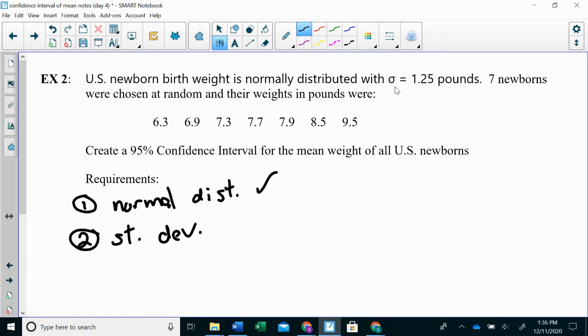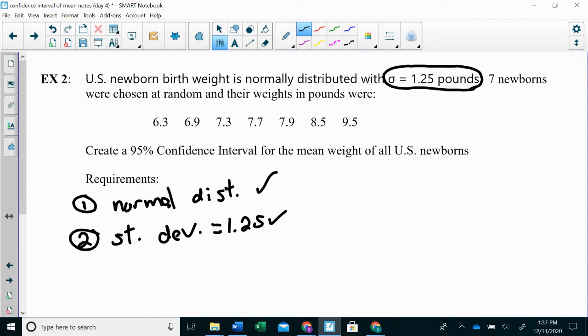That's what our sigma symbol is right here. Sigma equals 1.25. There is our normal distribution. There is our standard deviation. Standard deviation equals 1.25. Check. So we do have both of those requirements.